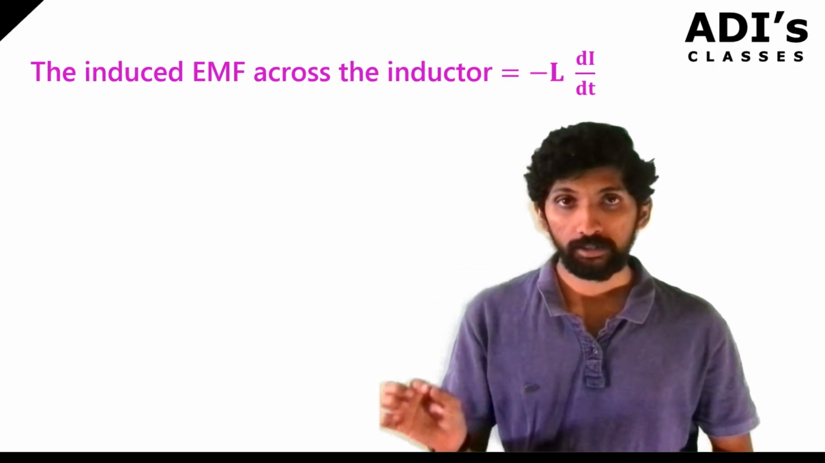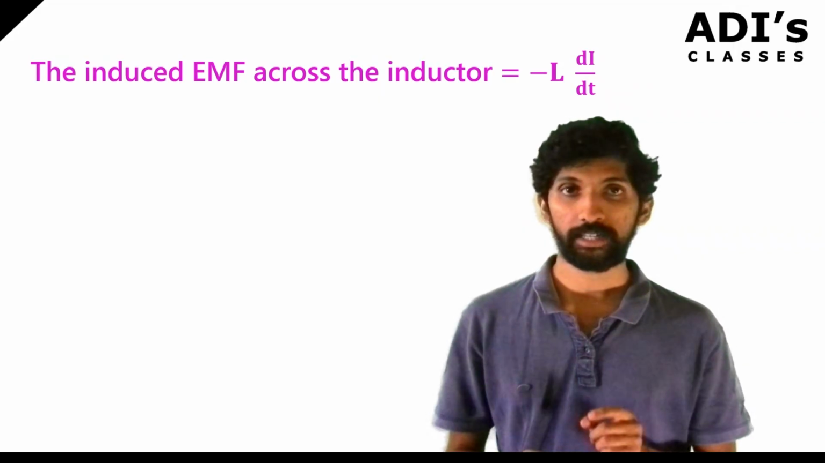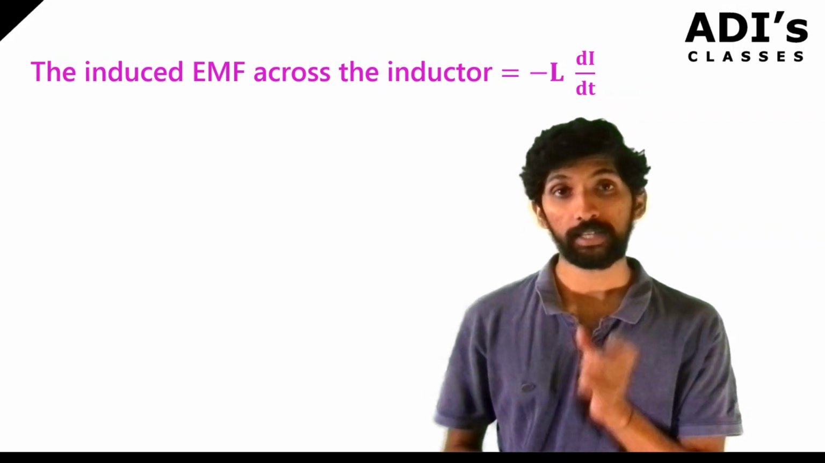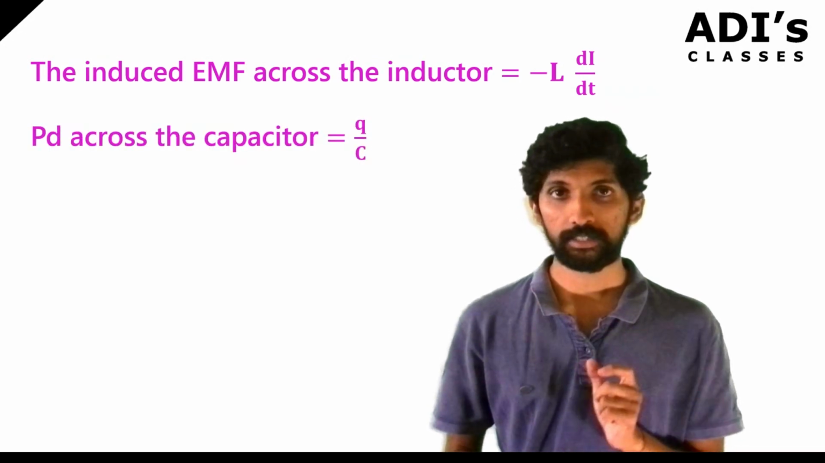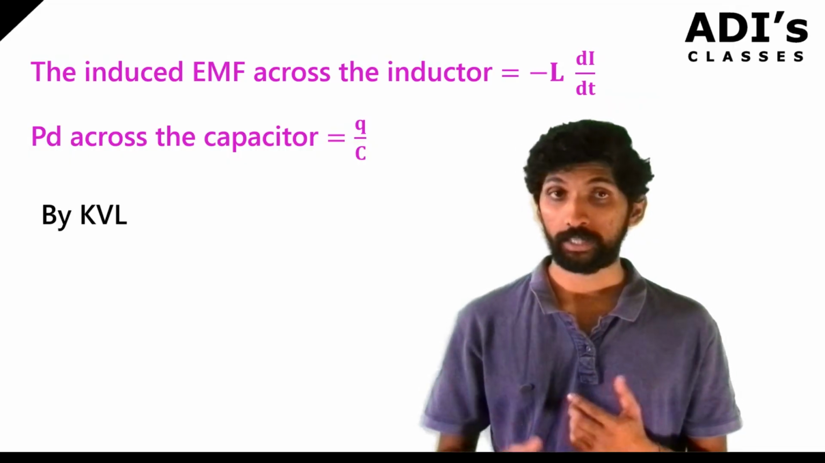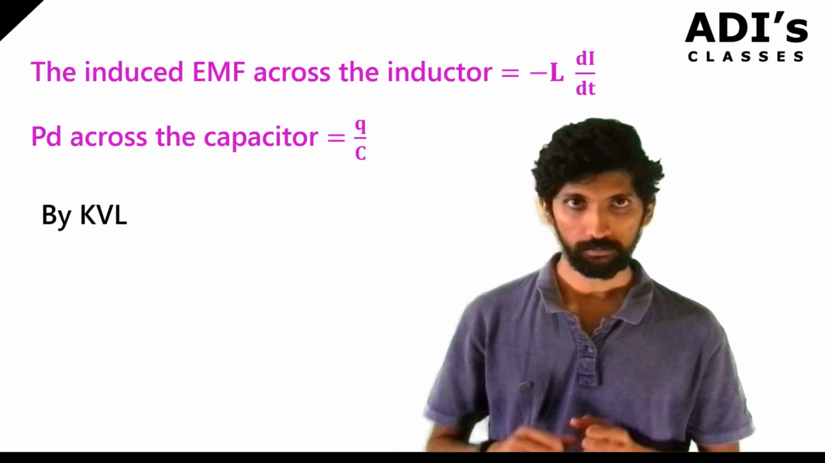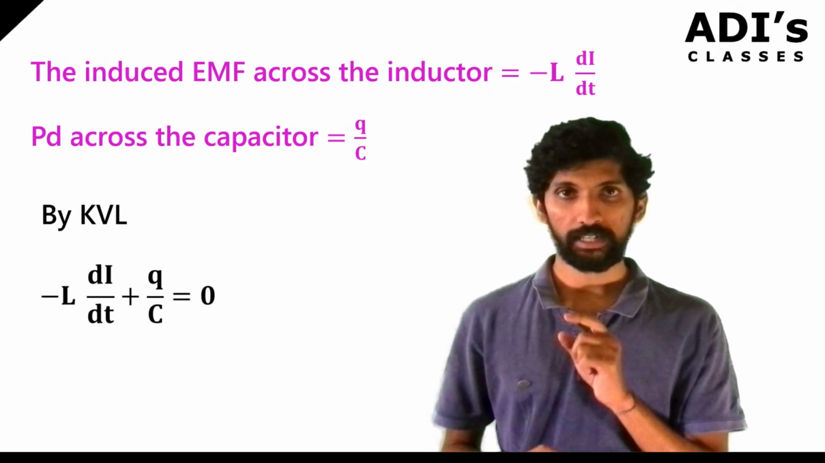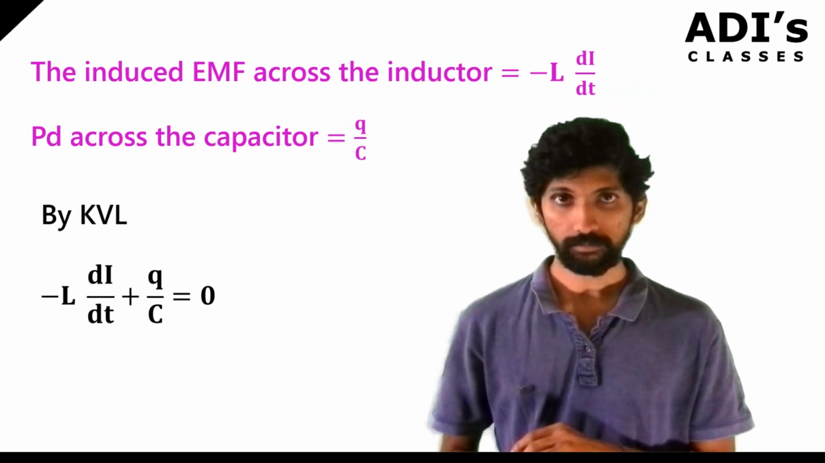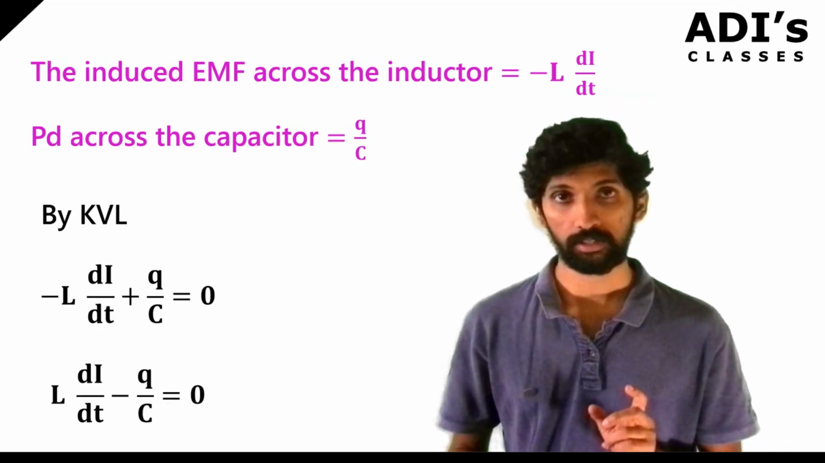Now see, the induced EMF across the inductor will be minus L di by dt. We have learned this, right? And the potential difference across the capacitor will be Q divided by C, correct? Now, by Kirchhoff's voltage law, the net voltage should be 0. So we have minus L di by dt plus Q by C is equal to 0, so L di by dt minus Q by C is equal to 0.